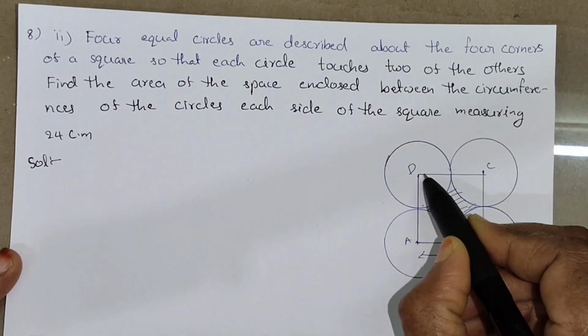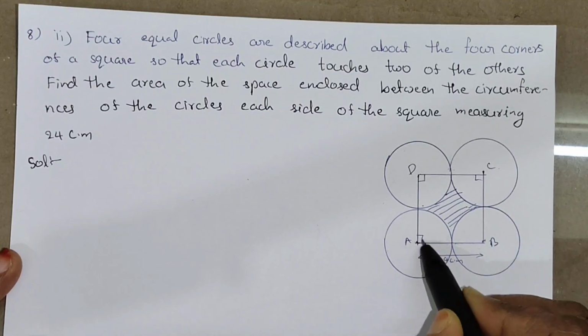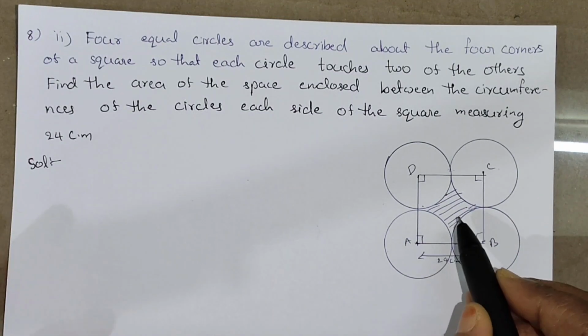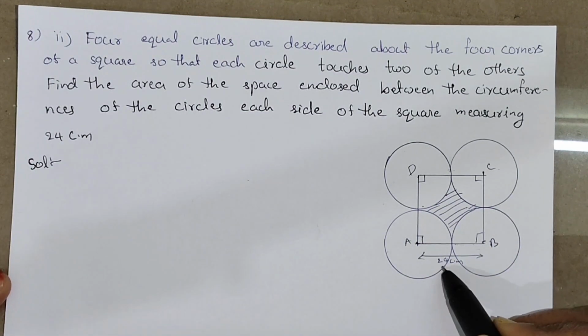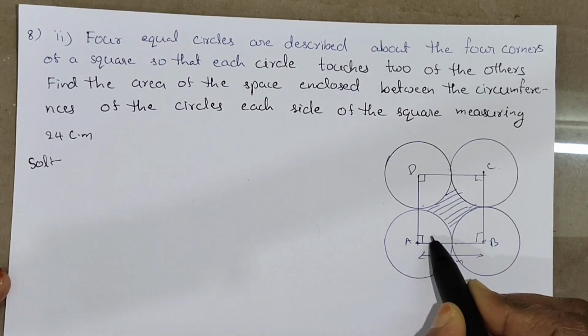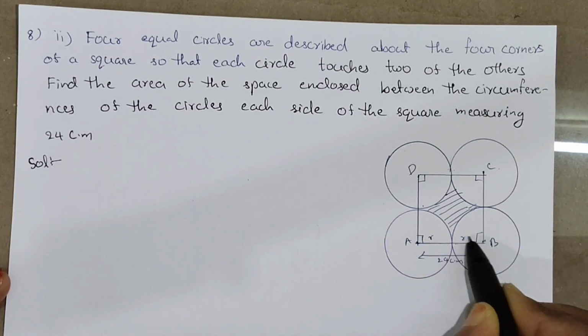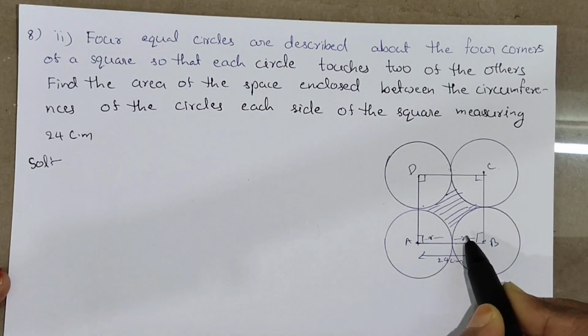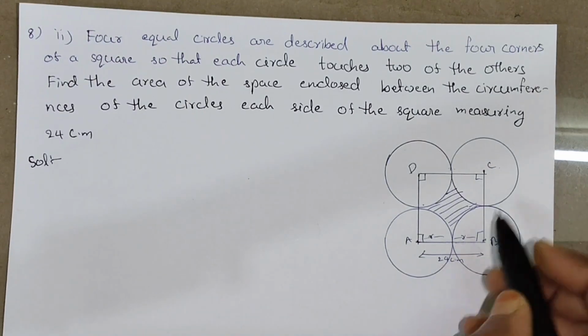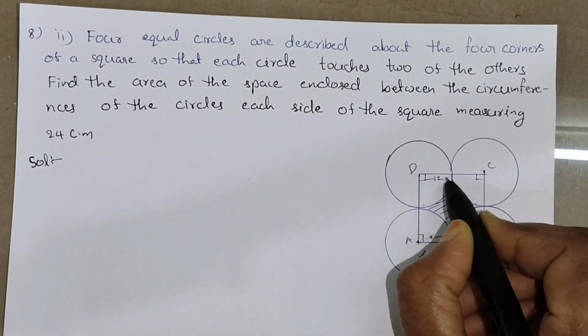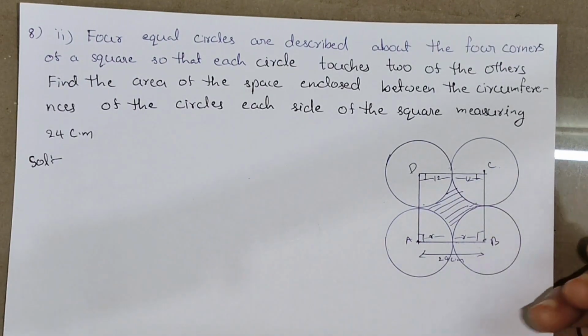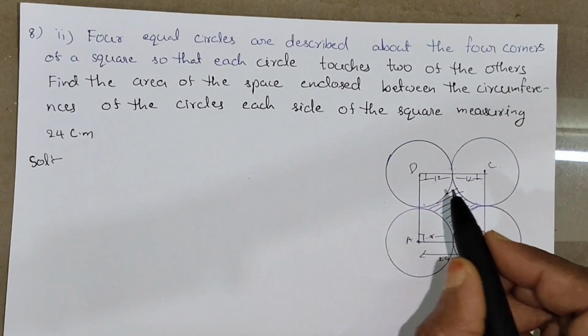So now here, square means these 4 angles are 90 degrees. Next, here 24 means the radius: this is the radius, here also radius, these two are the radius. These two radii are 12 centimeters. So these 4 circles' radius is 12 centimeters.